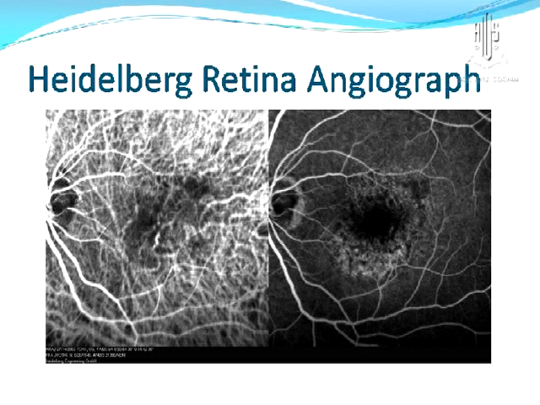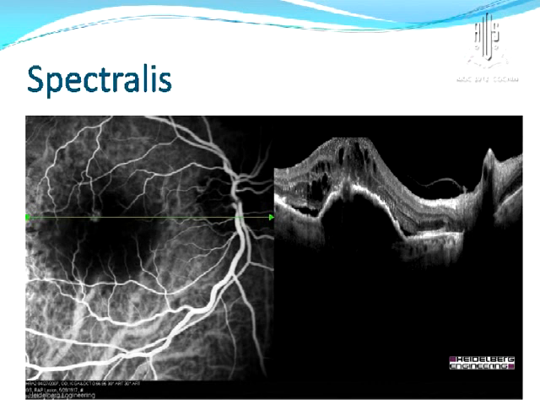This is the simultaneous FA-ICG images that you could get with the HRA. The Spectralis has an additional advantage. It gives you OCT along with the fluorescein angiography, so it enables you to do a complete evaluation of the retina.